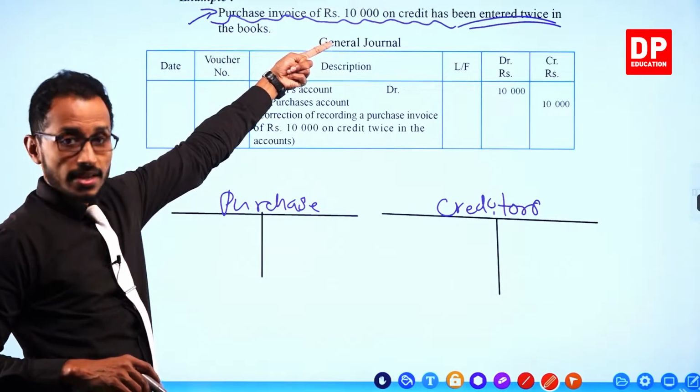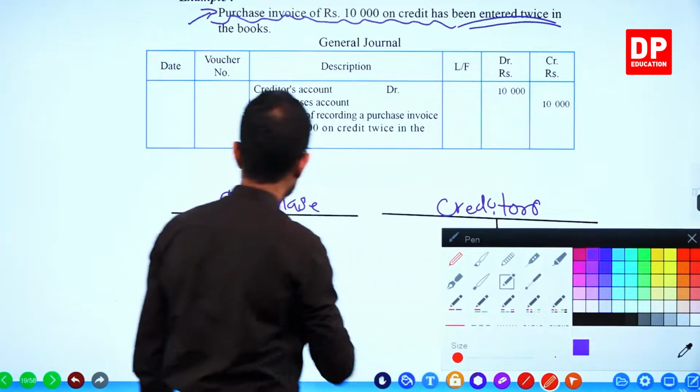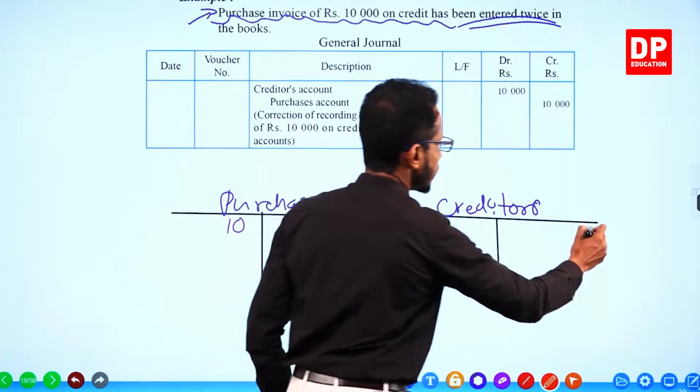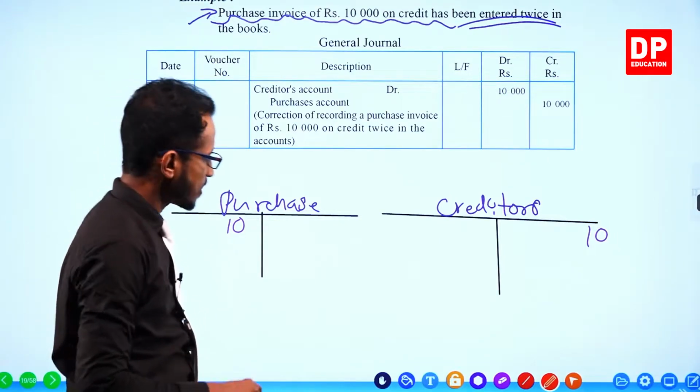Purchases account should be debited, creditors account should be credited, 10,000. So I'll debit 10 here, credit 10 here. That is the double entry.